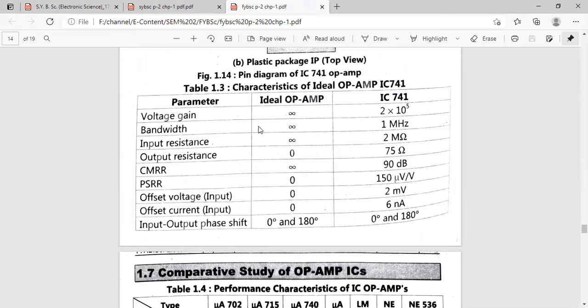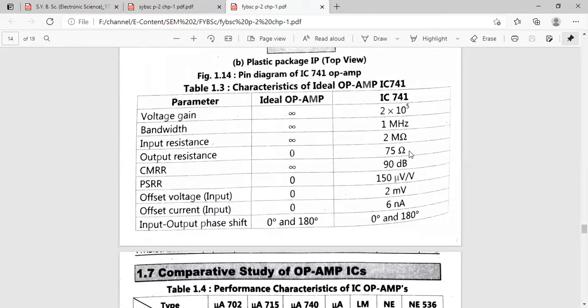Bandwidth should also be infinite, but practically bandwidth is limited to 1 megahertz. Input resistance is infinite in an ideal op-amp, but practically the input impedance is about 2 mega ohm. Output resistance ideally should be 0, but practically we see an output impedance of 75 ohm. CMRR, the common mode rejection ratio, ideally should be 0, but practically it is 150 microvolt per volt. Offset voltage at the input side ideally should be 0, but practically it is about 2 millivolt. Offset current ideal value is again 0, but practically it is about 6 nanoampere.